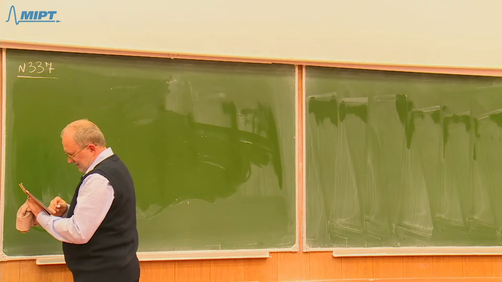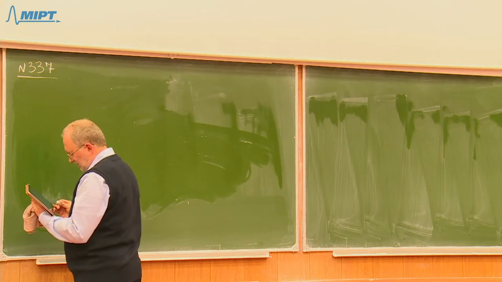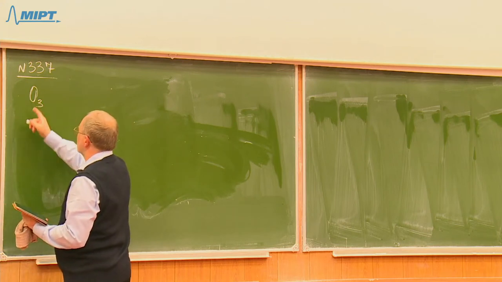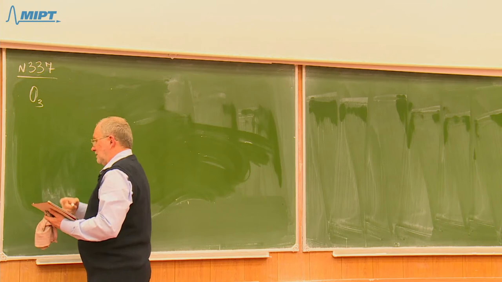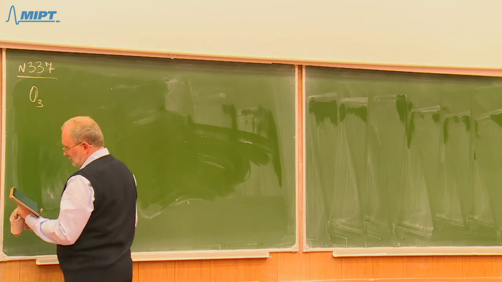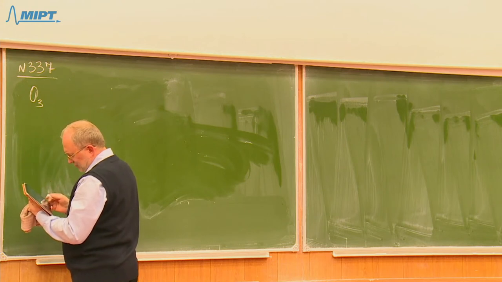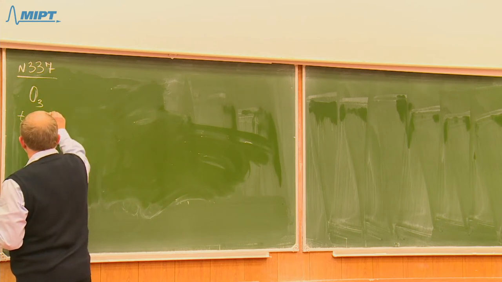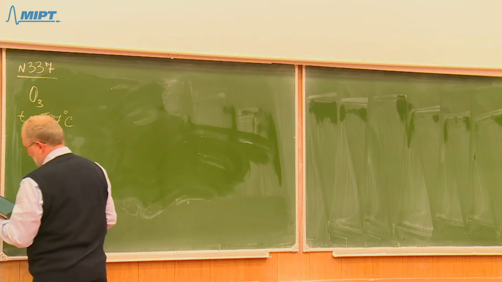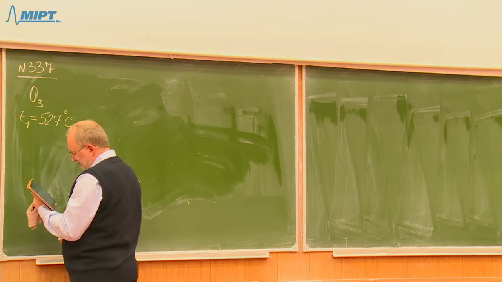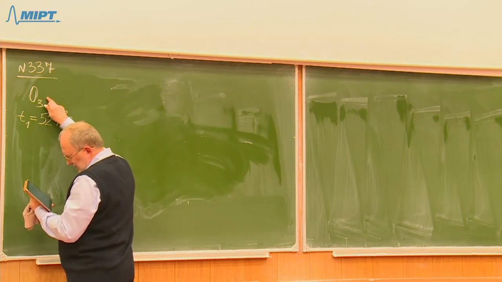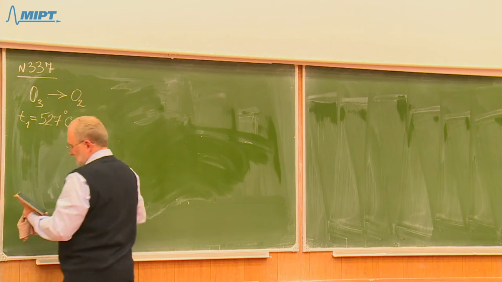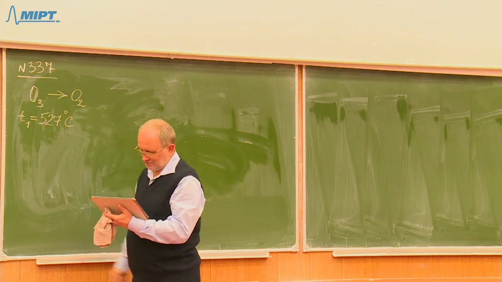It says a closed vessel impermeable to heat contains ozone. It contains ozone, such a chemical formula. Three atoms of oxygen make one molecule of ozone at a temperature T1 equal to 527 degrees Celsius. After some time, the ozone is completely converted into oxygen. So the ozone is completely converted into oxygen. This process goes on by itself without any interference.